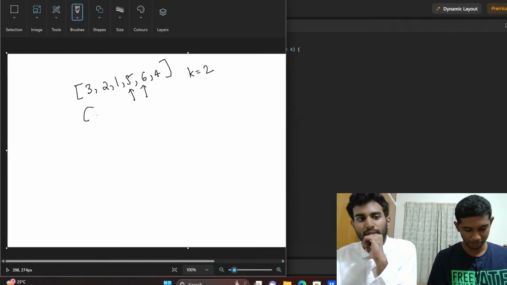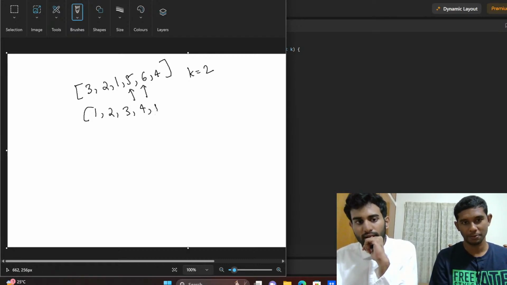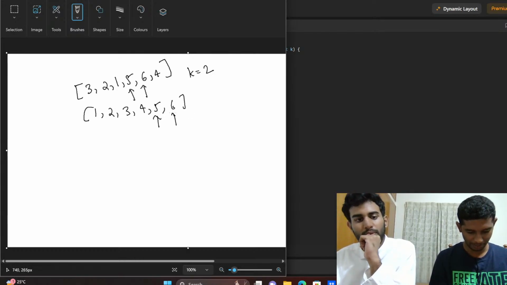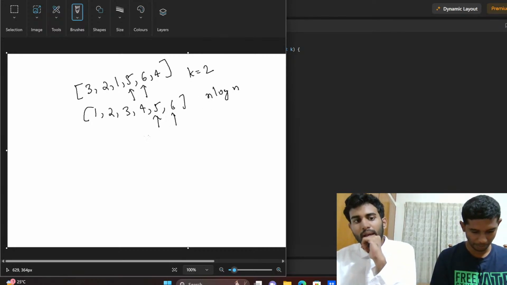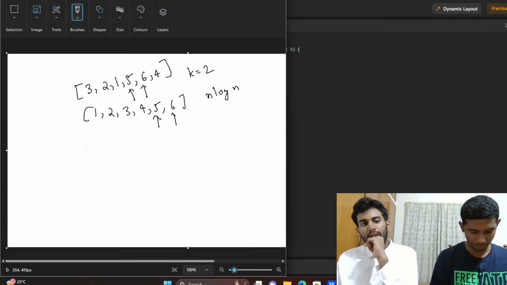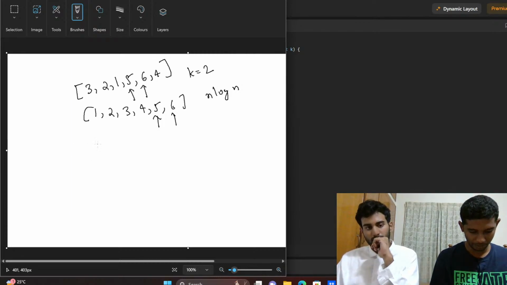One simple approach that we can think of is, why don't we just sort the whole array? And after sorting the array, go from reverse, and 6 is the first largest and 5 is the second largest. Because k is 2, we went 2 positions from the back in order to get the kth largest element. The time complexity of this approach would be n log n, where n is the size of the array. But can we do something better, or can we try to use another data structure for this purpose?